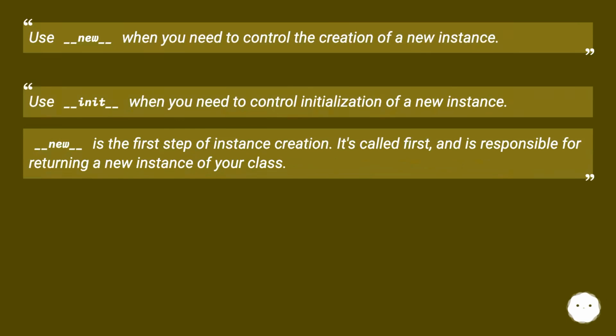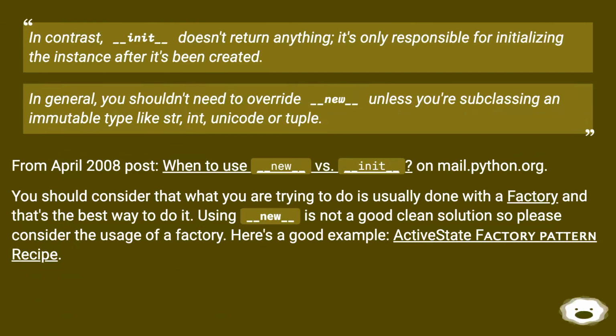Use __new__ when you need to control the creation of a new instance. Use __init__ when you need to control initialization of a new instance. __new__ is the first step of instance creation. It's called first and is responsible for returning a new instance of your class. In contrast, __init__ doesn't return anything. It's only responsible for initializing the instance after it's been created.